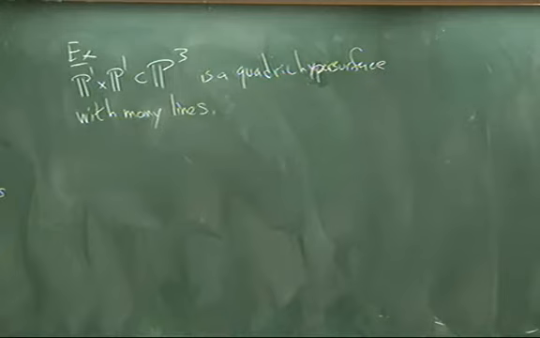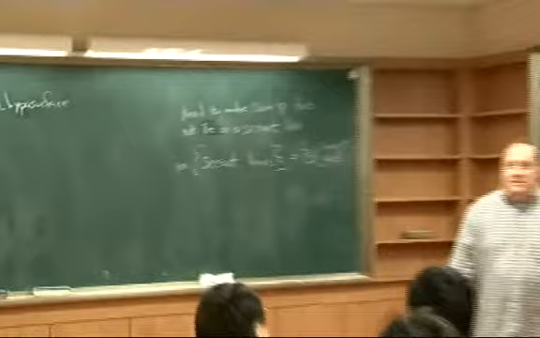And many means a lot, right? Through any point, you've got 2. So there's lots and lots of lines here. So it certainly does happen that the lines will live on your variety. Okay.